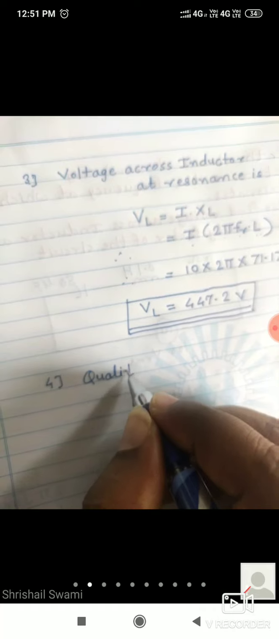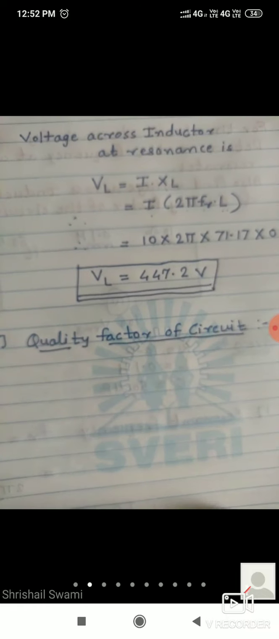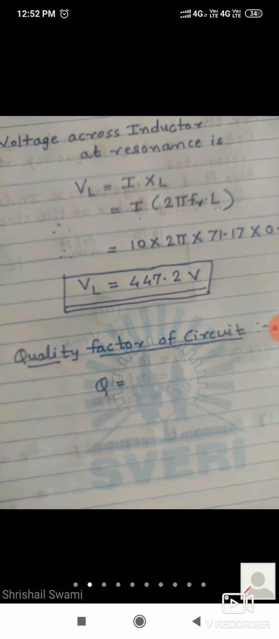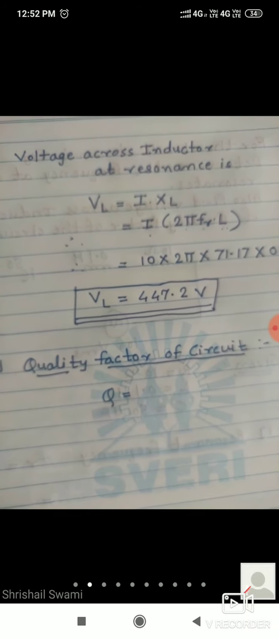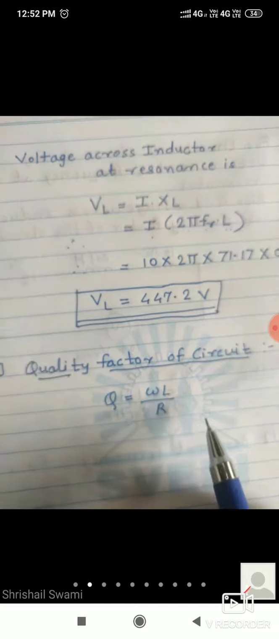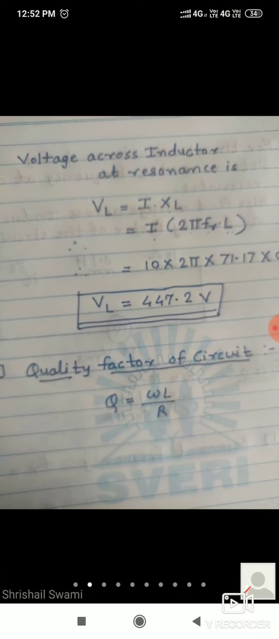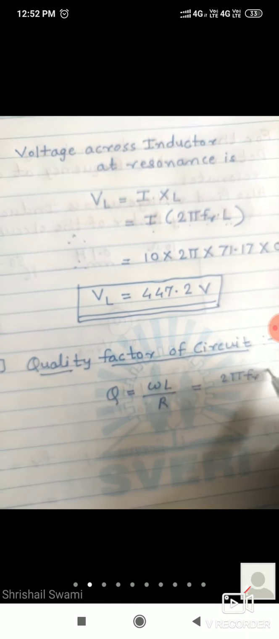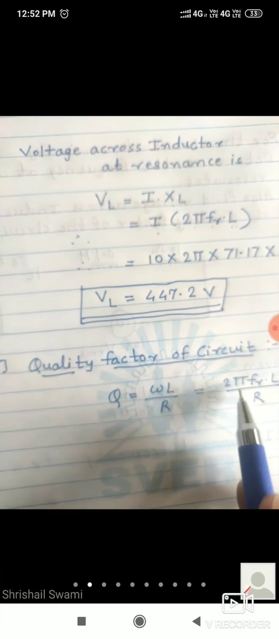Now the fourth point, that is the quality factor of the circuit. So how to find out the quality factor? There are a number of formulas to find out Q. Any one formula you can use. As we know the inductor, the capacitor, the resistor, omega, so what is the quality factor here? Omega L by R, or 1 upon omega C R, whichever you can use. So omega means what? 2 pi FR into L divided by R. So omega is nothing but 2 pi FR.